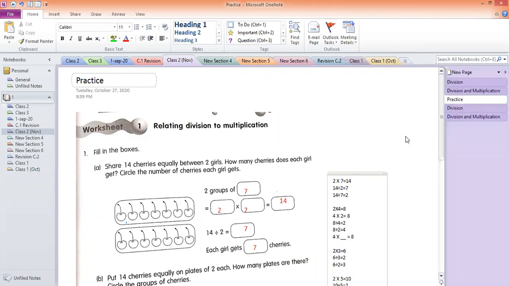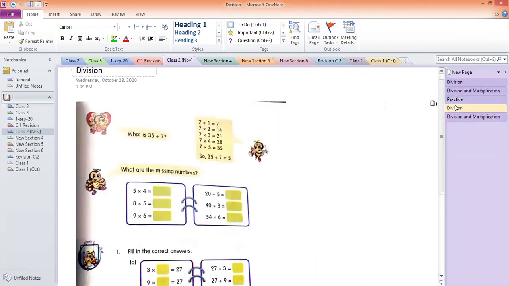Now come to the exercise here, division related to multiplication. Now we have to find out the missing numbers. 5 multiplied by 4, then 20 divided by 5. So guys, 5 multiplied by 4 equals to, now I'm going to ask one of you.